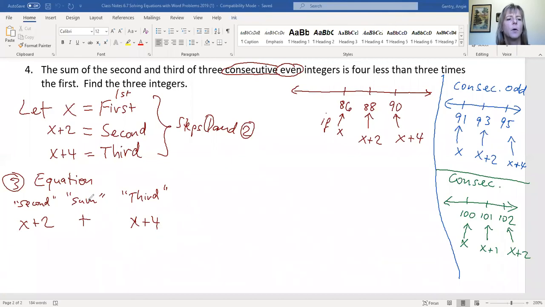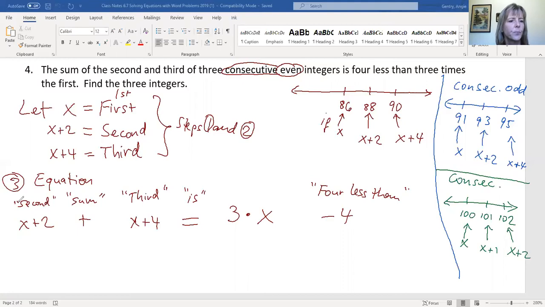So now I have the sum of the second and third of 3 consecutive integers is, means equals, 4 less than 3 times the first. 3 times the first is x. And now I have an equation. Okay. Why did I put 4 less than in the end? Because you can't say 4 minus because there's no commutative property. So I hang it at the end. Like you saying, I have $4 less than 100. You don't have 4 minus 100. You have 100 minus 4.